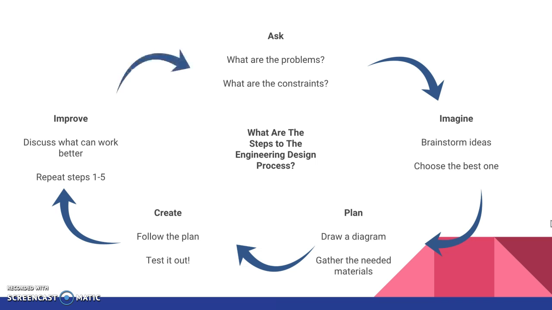And from here, we go back into the beginning of our steps and we ask these questions. What problems is our new invention having, and how can we make it better? What are the constraints? What are the limitations? Then we imagine new ways, plan out how we're going to do it, create this new plan, and then reevaluate our process or our product.